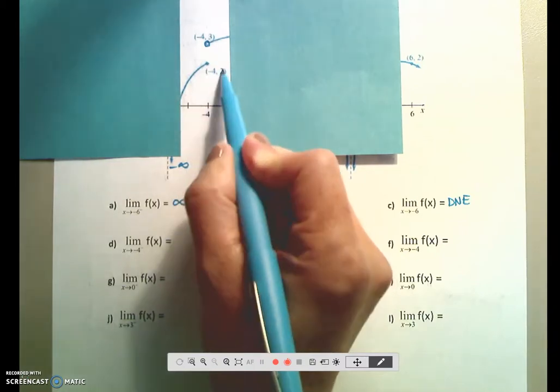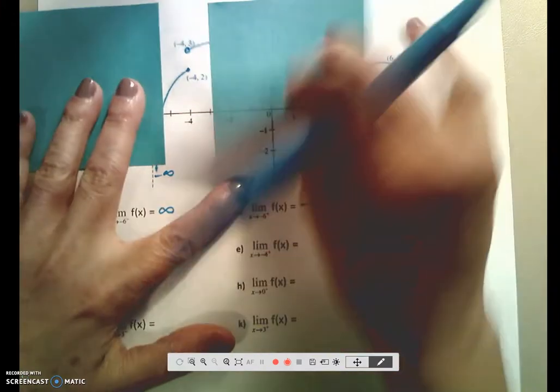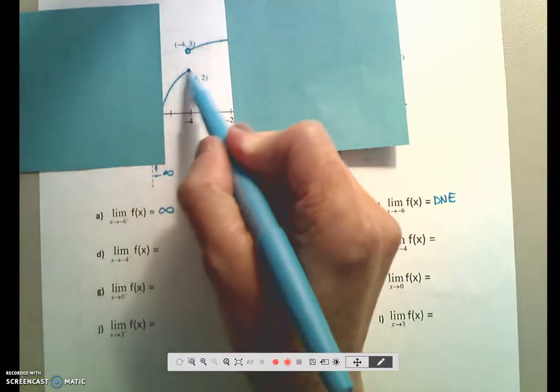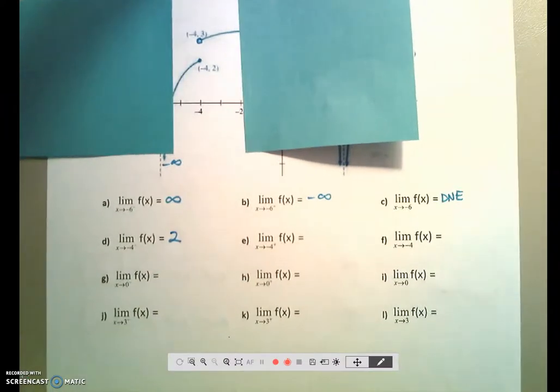And I know that's 2 because the point was labeled. Or you can look at your y-axis there, but you can see this road took me to 2. Don't argue. Don't overthink it. It's taking you to 2.